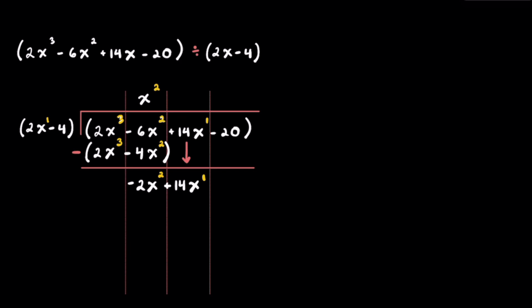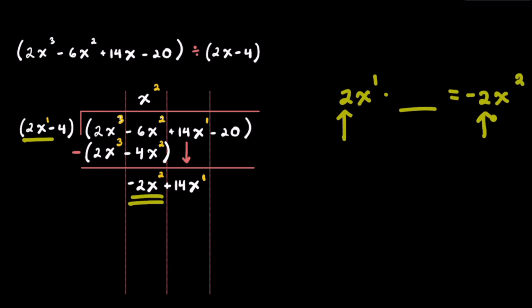Now let's repeat the same process that we did earlier. Earlier we tried to match this 2x to the third power. Now we're going to do this whole thing over again and match this negative 2x to the second power. So the question we're asking is, what do we multiply this 2x to the first power by to match this negative 2x to the second power? If we take a look at the 2, what does 2 multiply to become negative 2? That's going to be negative 1.